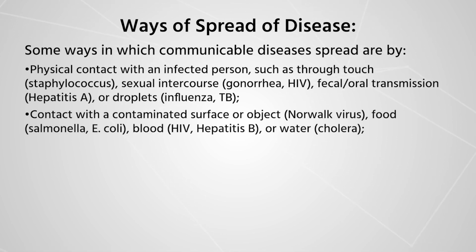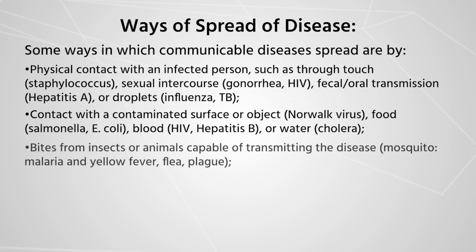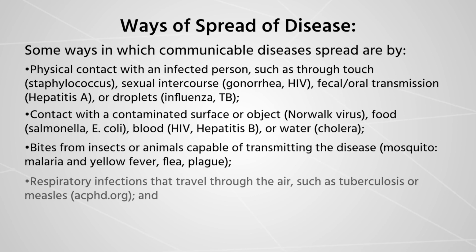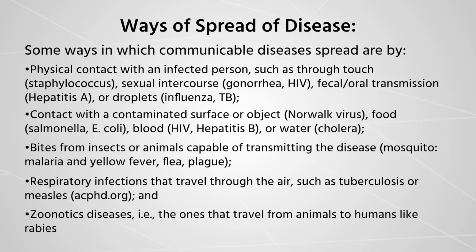Number 2, contact with a contaminated surface or object, food, blood or water. Bites from insects or animals are also capable of transmitting the disease. Next, respiratory infections that travel through air are also responsible for communicable diseases such as tuberculosis and measles. And last is zoonotic diseases, the ones that travel from animals to humans, like rabies.